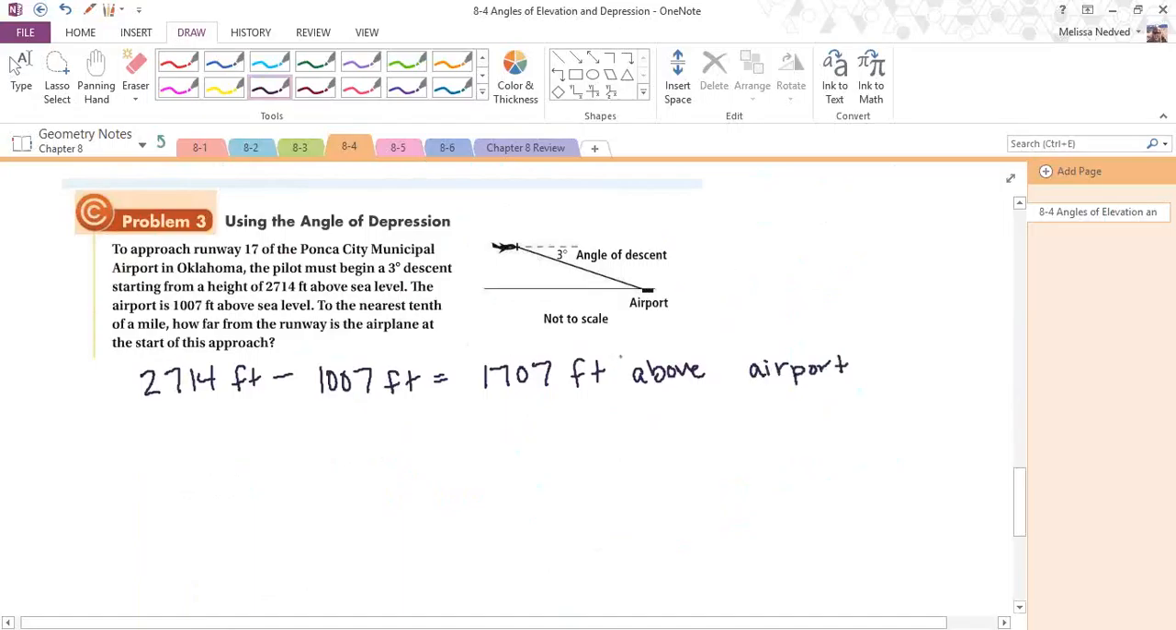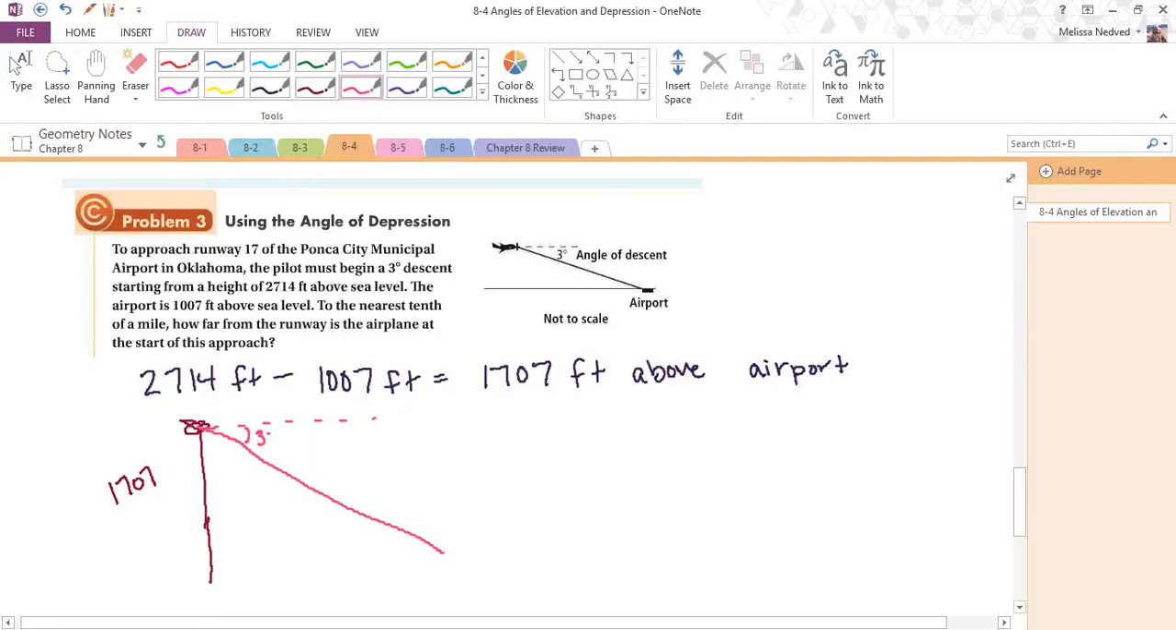So we do have a picture here, but I'm going to go ahead and set up a different picture where I can include a little bit more information. I'm going to start with my airplane and ignore the fact that this is quite ugly. Okay, there's my airplane. And we just said that airplane is 1,707 feet above the airport. And now we also know that this airplane has an angle of depression, since he's going on his descent, going down from the horizontal, of 3 degrees.